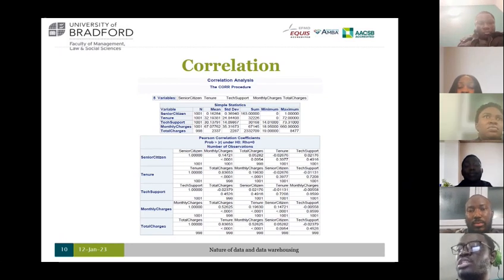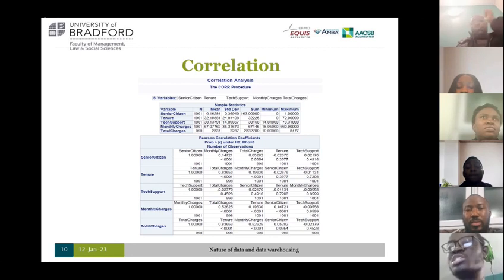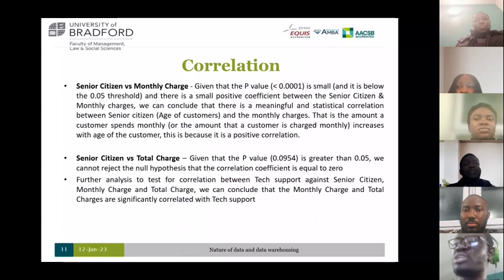And this indicates that there's a small positive coefficient between the senior citizen and monthly charge. So from this, we can conclude that there's a meaningful and statistical correlation between senior citizens, which is the age of customers, and the monthly charges, which is the amount they spend in a month. Because there is a positive correlation, what that implies is that the amount customers spend monthly increases with their age.